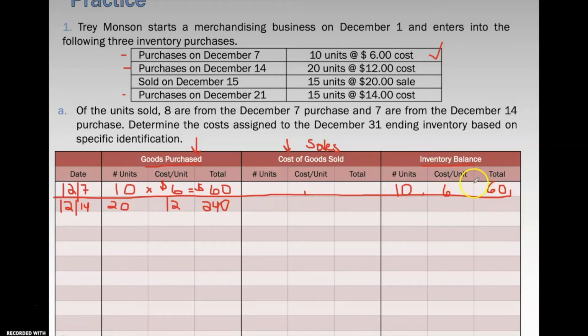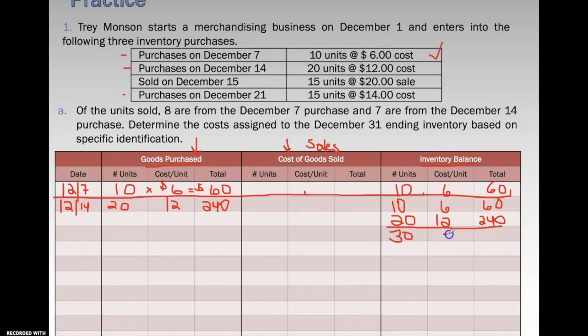So what's my balance now? Now it's a new date. I want to know what my balance is on 12/14, which includes these 10 units plus these 20. Whenever you do the inventory balance, you have to include your prior purchase. So on December 14th, what did I have? I had 10 units at $6 each, which cost me $60 total. And I had the new units I just purchased, 20 units that cost $12 for a total of $240. We want to total this up. How many units altogether do I have? 10 plus 20, I have 30.